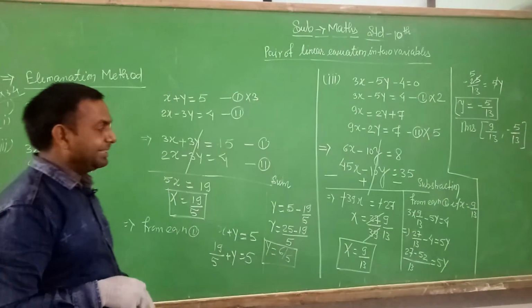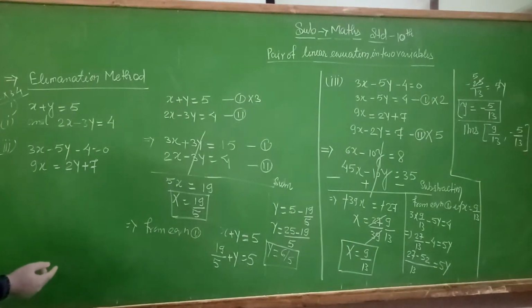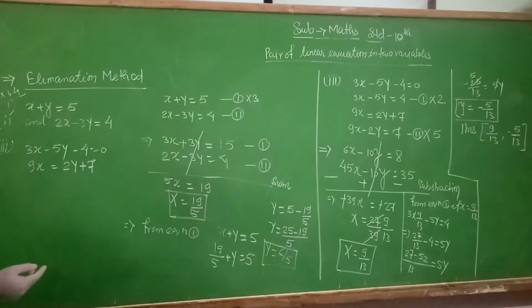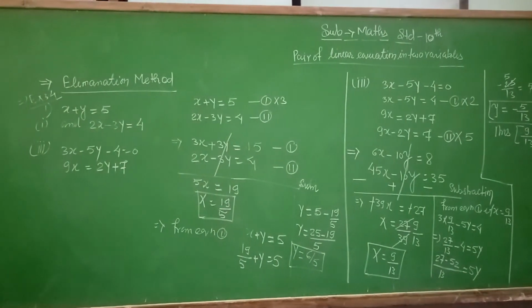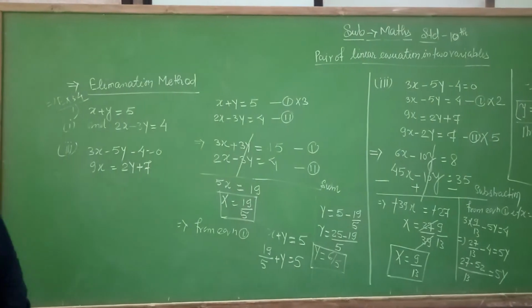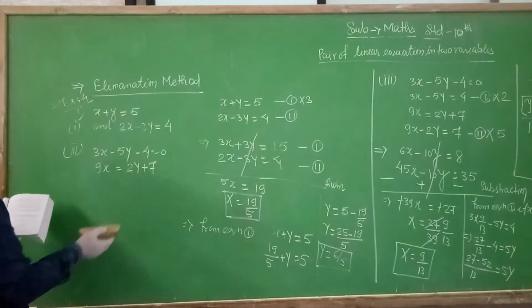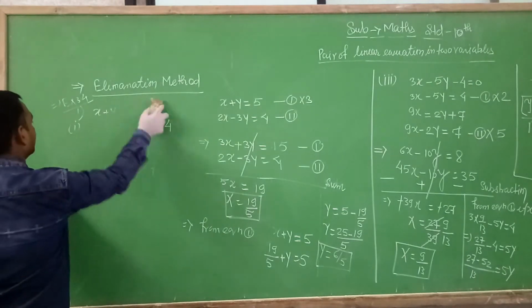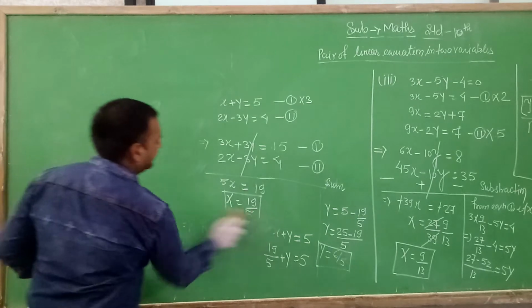So using this method, you can solve the questions, and this is the easiest method for the solution of linear equations in two variables. We are also solving some word problems related to this exercise. Next, question number 2 of exercise 2.